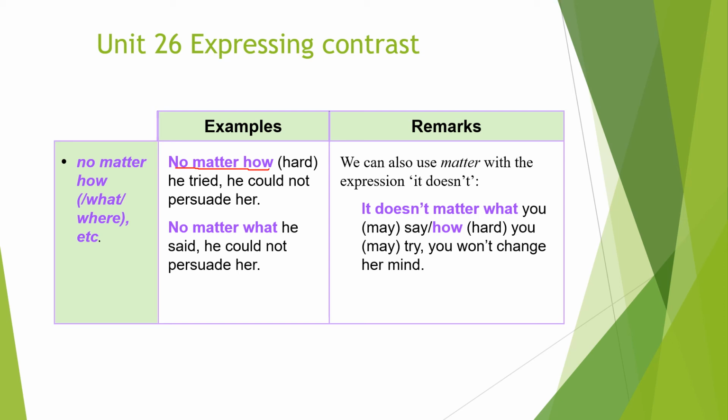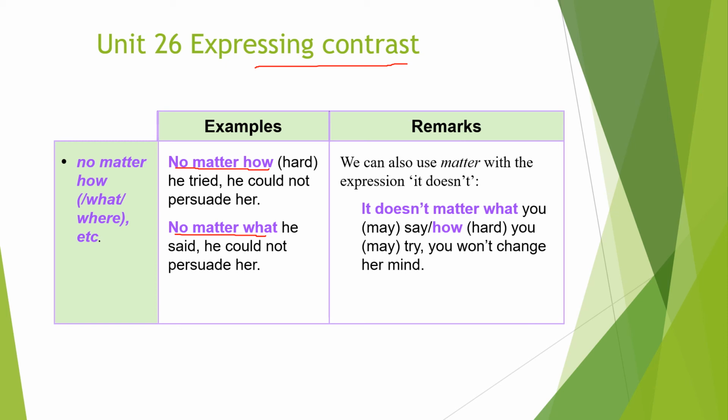Or no matter what he said, he could not persuade her. That means it doesn't matter. No matter how means doesn't matter how. No matter what means doesn't matter what happened. This is another way of expressing contrast. No matter how hard he tried, it doesn't matter how hard he tried, he still couldn't convince her, he still couldn't persuade her. So this is how we use no matter how.